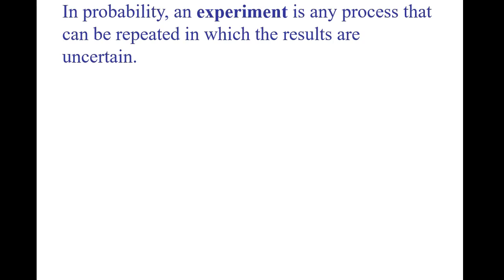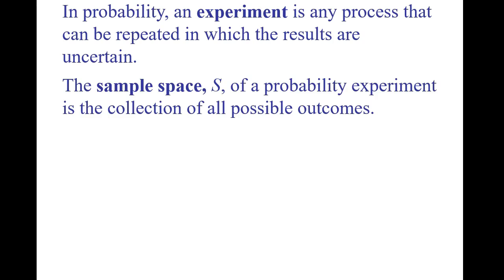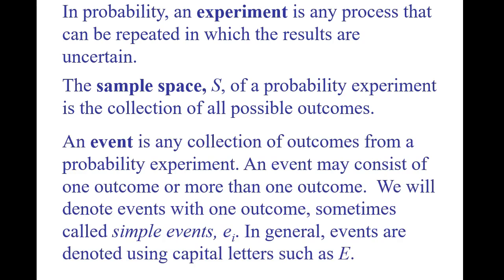In probability, an experiment is any process that can be repeated in which the results are uncertain. The sample space S of a probability experiment is the collection of all possible outcomes. An event is any collection of outcomes from a probability experiment. An event may consist of one outcome or more than one outcome. We will denote the events of one outcome, sometimes called simple events, E sub i. In general, events are denoted using capital letters such as capital E.